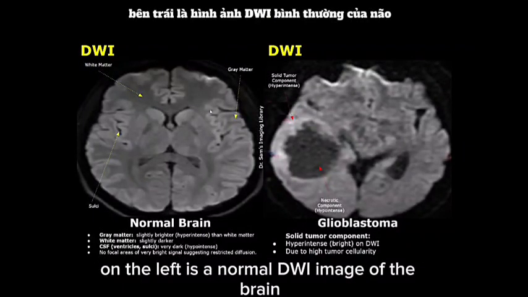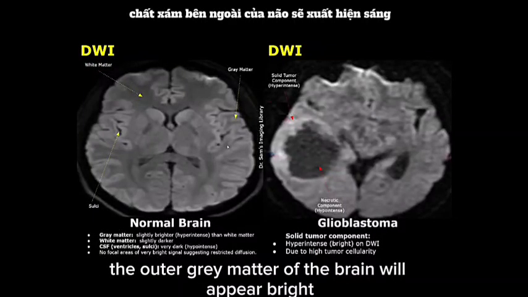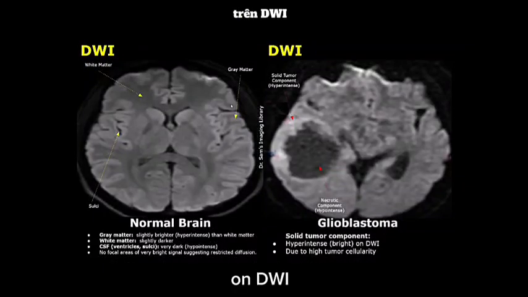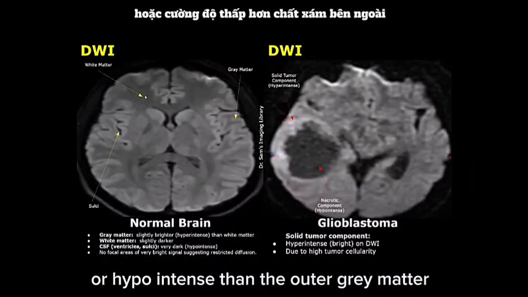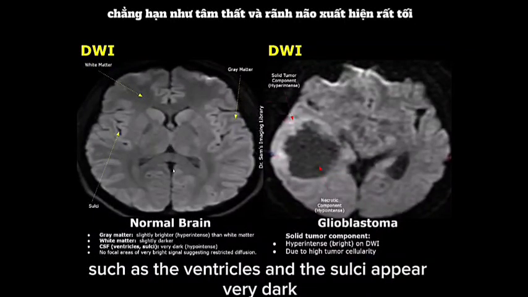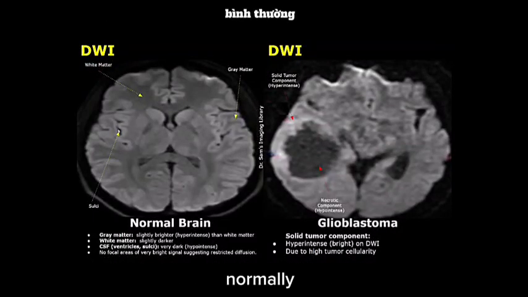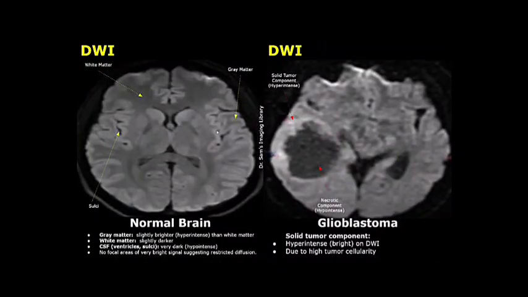On the left is a normal DWI image of the brain in the axial view. The outer gray matter of the brain will appear bright on DWI. The inner white matter will appear slightly darker or hypointense than the outer gray matter. The CSF-filled structures such as the ventricles and the sulci appear very dark. Normally, no focal areas of very bright signals must be present.